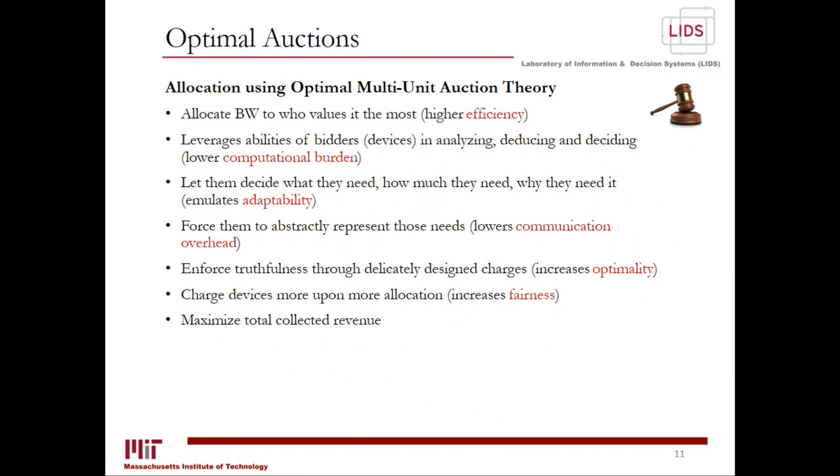We want to enforce truthfulness. This is essentially important to multi-unit auction mechanisms because the devices can misrepresent their valuations. We don't want them to be untruthful. We want them to reveal how much they value the bandwidth so that we can increase optimality. I will discuss this in more detail in a few slides. And also we want to charge devices that receive more bandwidth more money, and to maximize the total collected revenue.